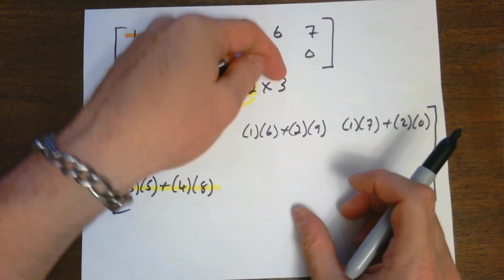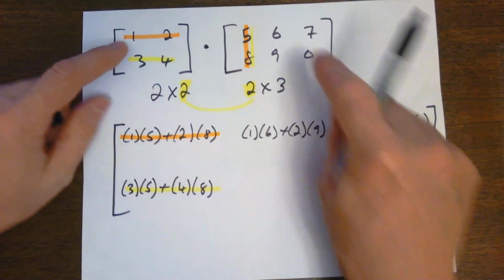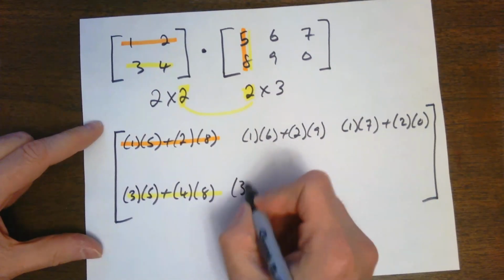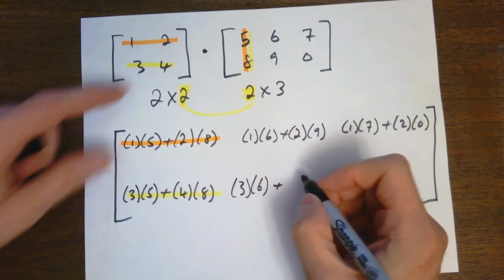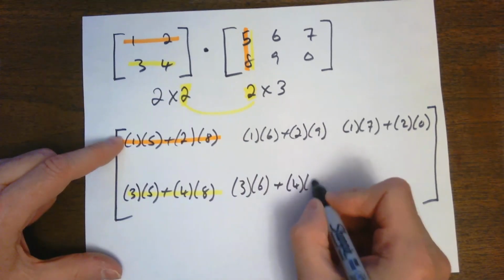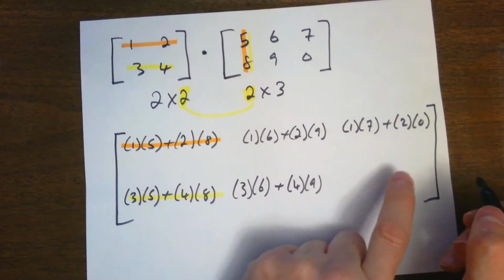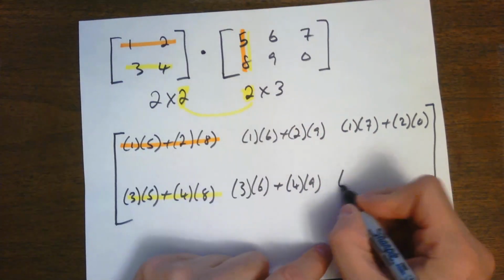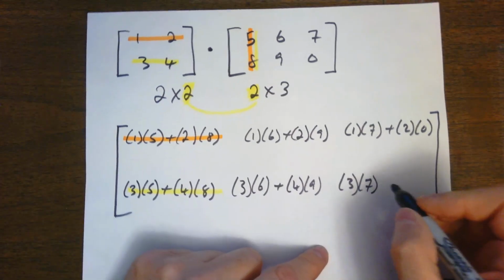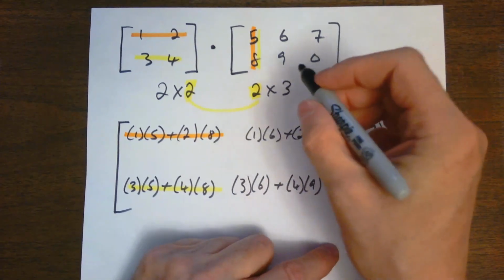Second row times second column gives me second row, second column entry. 3 times 6 plus 4 times 9. And then second row times third column is going to give me the second row, third column entry here. 3 times 7 plus 4 times 0.